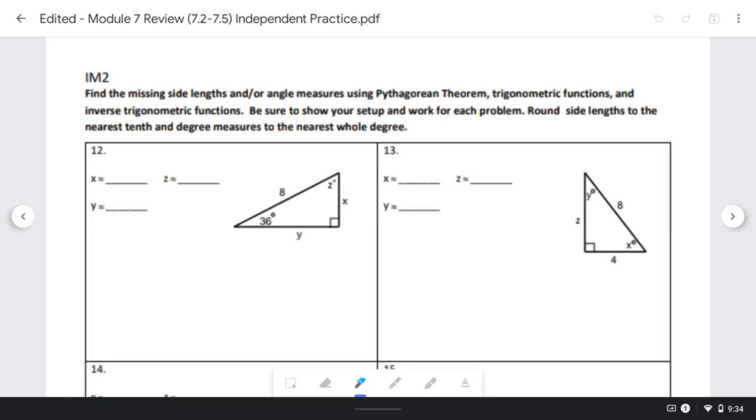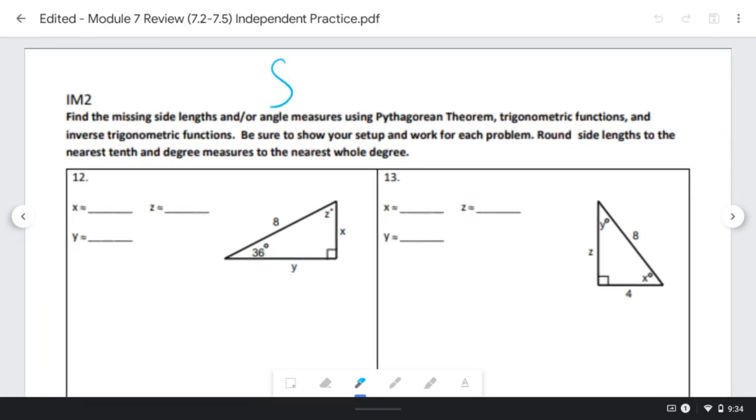All right, so on this page, once again, I'm going to write at the top SOHCAHTOA, because you will use that regardless of what problem you're doing on this review. It's for the entire chapter.